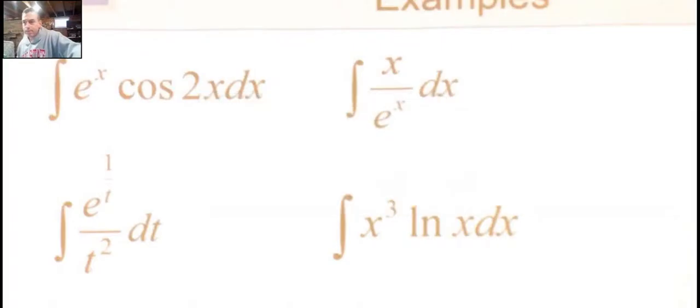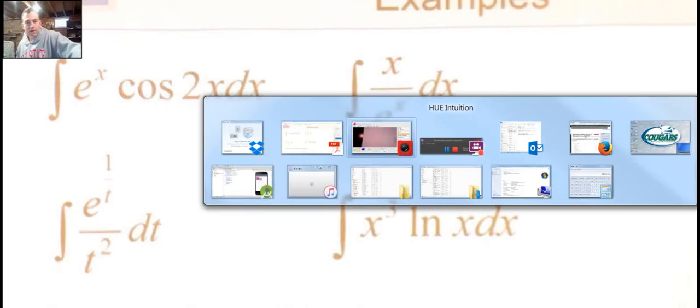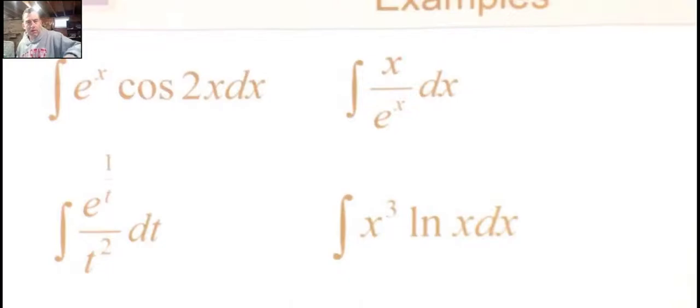Last one. x cubed natural log of x. So let me write this down.